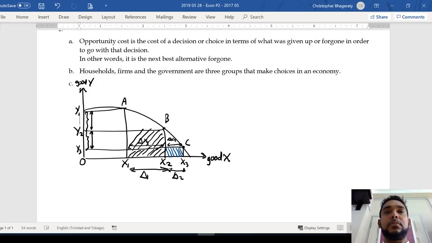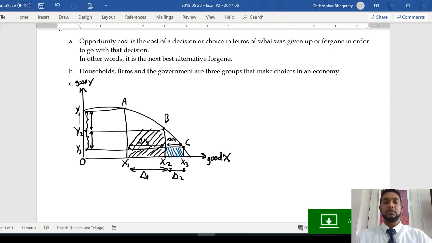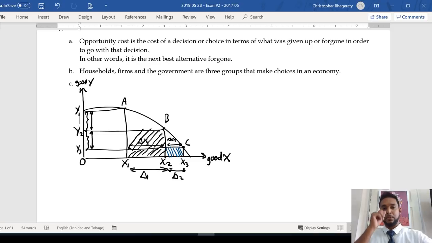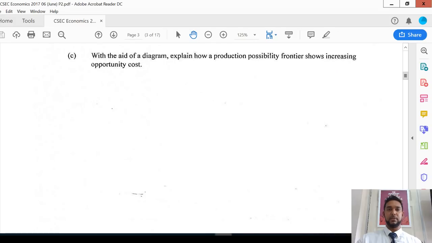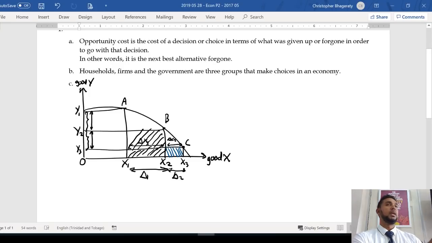So think of a diagram here, it illustrates what we're supposed to do. Always remember to answer what the question is asking. The first question is: with the aid of a diagram, explain how a production possibility frontier shows increasing opportunity cost. So increasing cost could either mean you have to pay more to get the same amount, or if you pay the same amount, you actually get less.